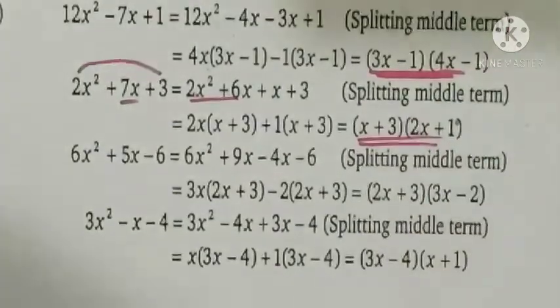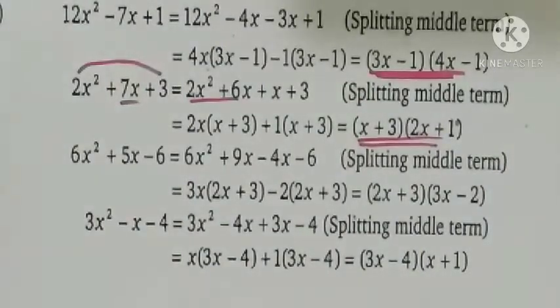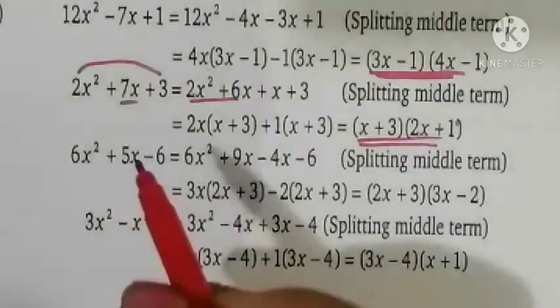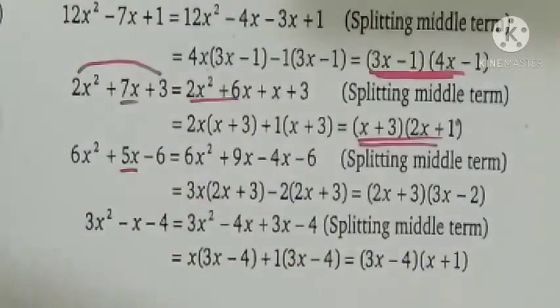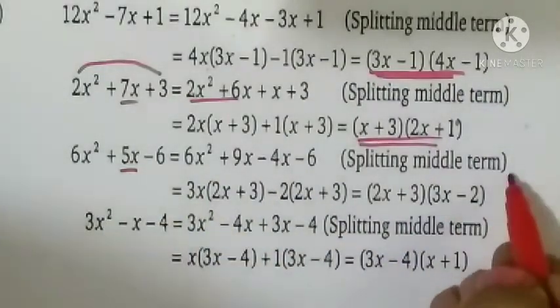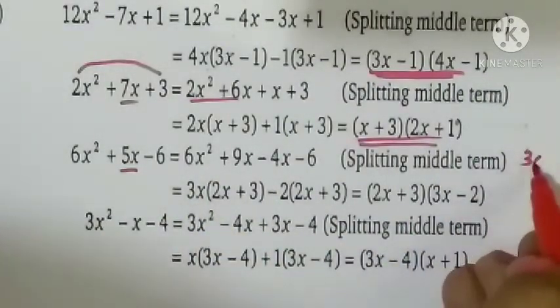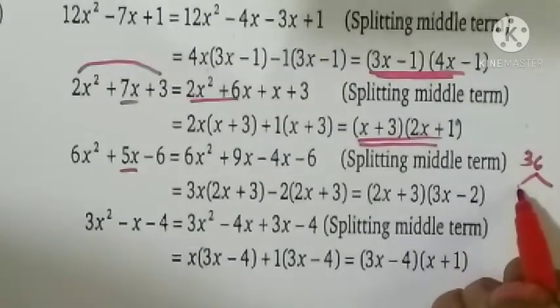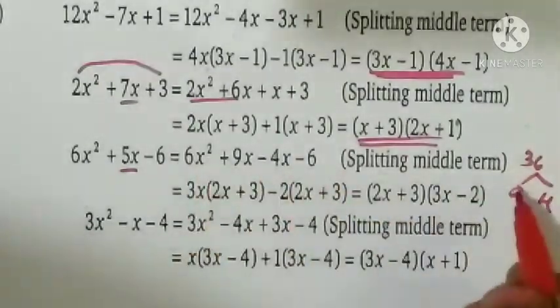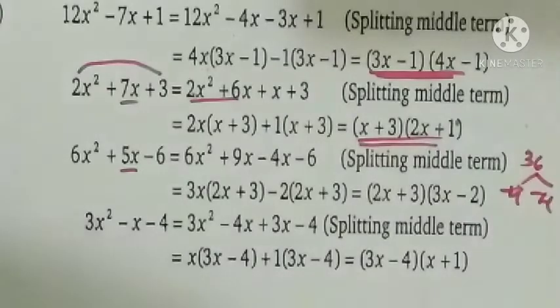So what is the product here? 6 into 6, that is 36, where the sum is plus 5. So I am writing here 36 and the sum as 9 and 4. The greater number is having plus, and since the sum we want is plus 5, the 4 will get the minus sign.